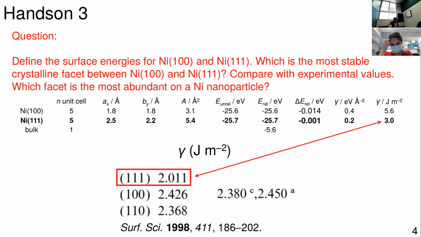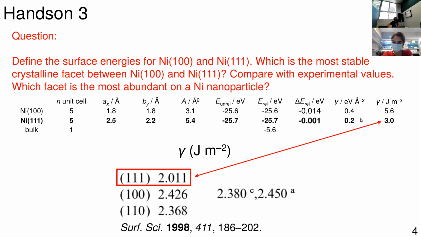So here you see how I calculated, that is your same way. You see that in my case I approximated, but it's still in line with what Enrique said. Don't worry if the value is slightly different because there are a lot of different parameters, so no problem. The important point that you should focus on is the trend. So all of us got that nickel 111 has a lower surface energy than nickel 100, because nickel 111 is more stable than nickel 100.